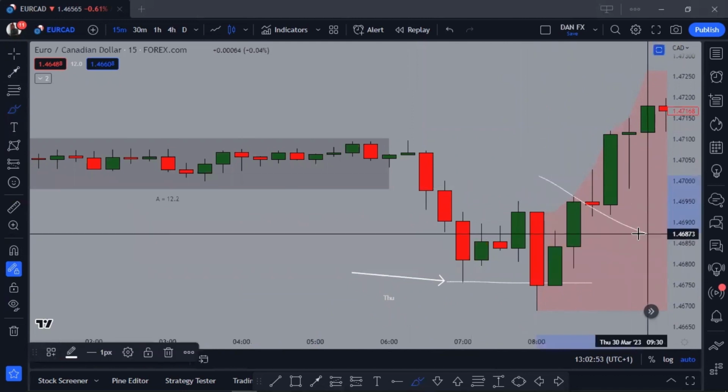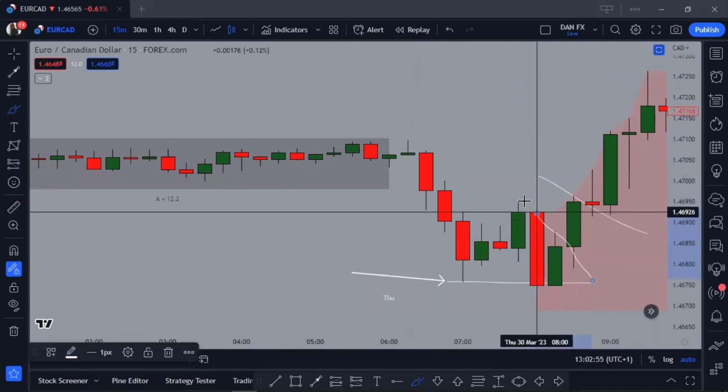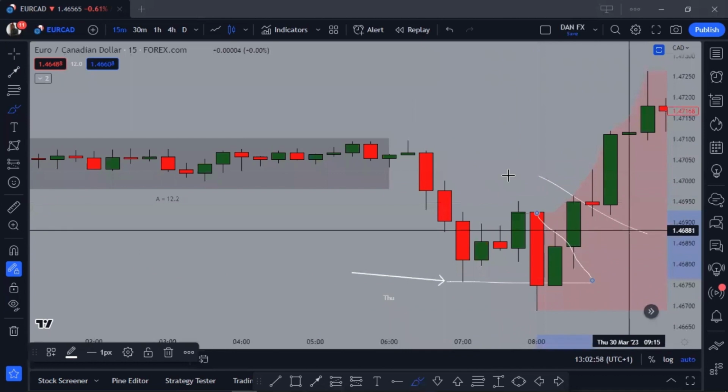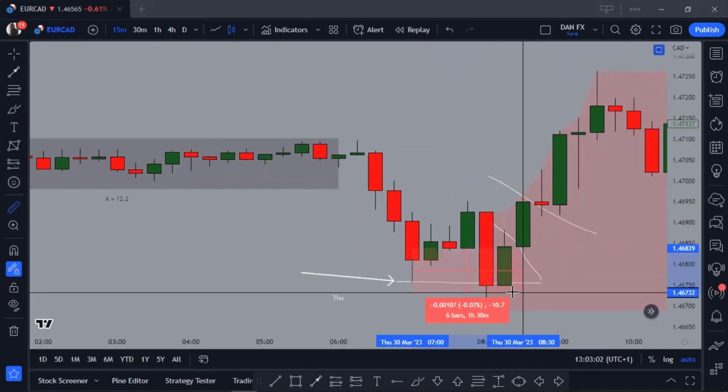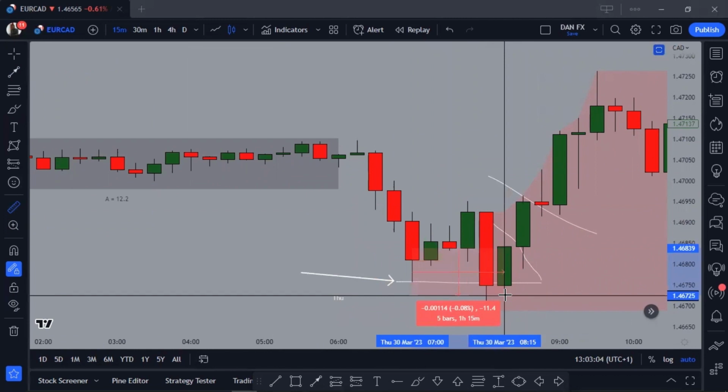They went back up. This is your entry, either here or here, right? So this is your entry on the second leg, either here or here. Now this structure took how many minutes? This structure took about 1 hour 15 minutes to form, right?